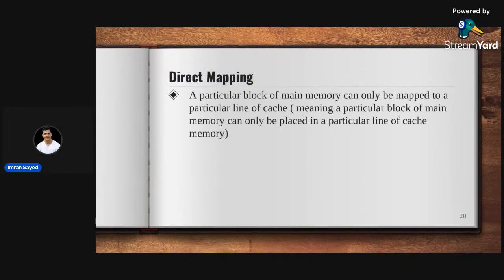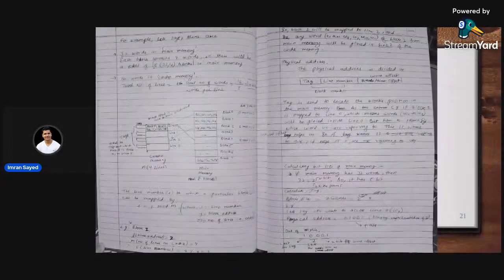Let's start with direct mapping. You can think of this word, mapping, and then accordingly you can write about it. A particular block of main memory can only be mapped to a particular line of cache, meaning a particular block of main memory can only be placed there. So what is the meaning of mapped? It means that it can only be placed in a particular line of cache memory. So let me show you the example.